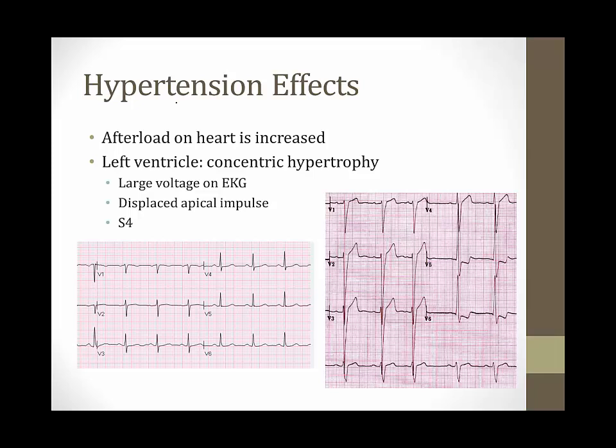First of all, when the blood pressure is high, this represents an increase in the afterload on the left ventricle, and that can lead to an increase in the work of the heart. In addition, in the setting of chronic hypertension, the left ventricle undergoes a process called concentric hypertrophy. To understand concentric hypertrophy, let's suppose that this is the lumen of a normal left ventricle, and let's suppose that this is the normal wall thickness.